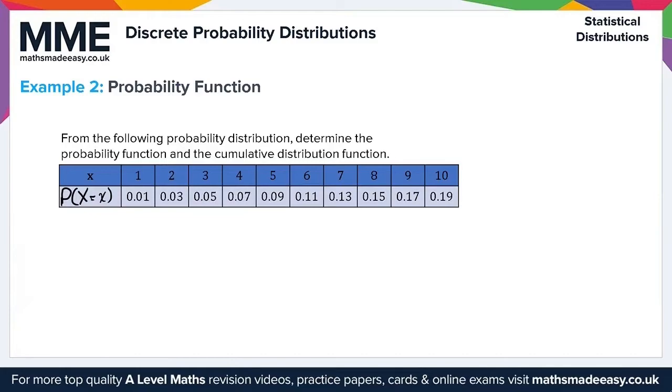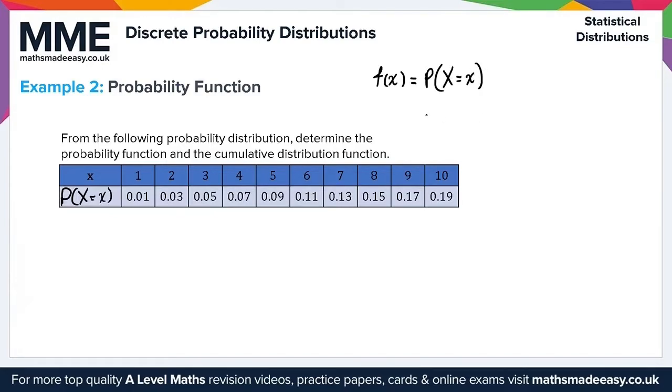Example 2 here on discrete probability distributions is taking a look at a probability function. From the following probability distribution, we want to determine the probability function and the cumulative distribution function. The first thing to remember here is the probability function is defined by f of x equals the probability of X being equal to lowercase x.